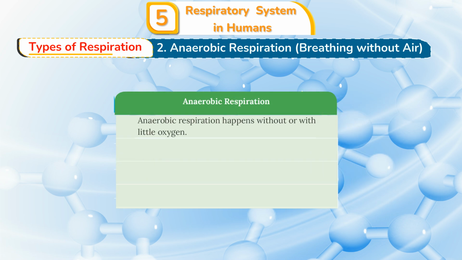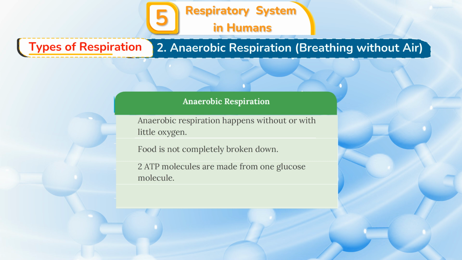Anaerobic respiration happens without or with little oxygen. Food is not completely broken down. 2 ATP molecules are made from one glucose molecule. End products are ethyl alcohol, C2H5OH, and carbon dioxide.